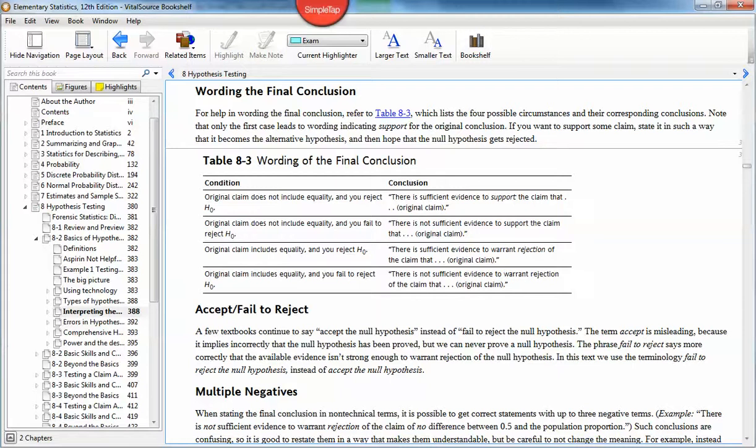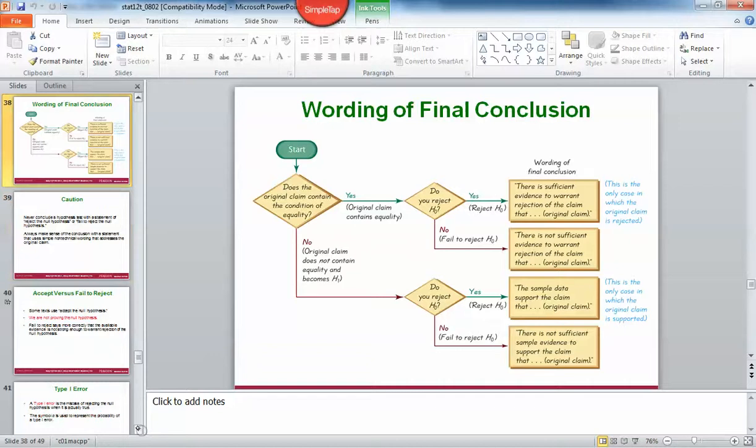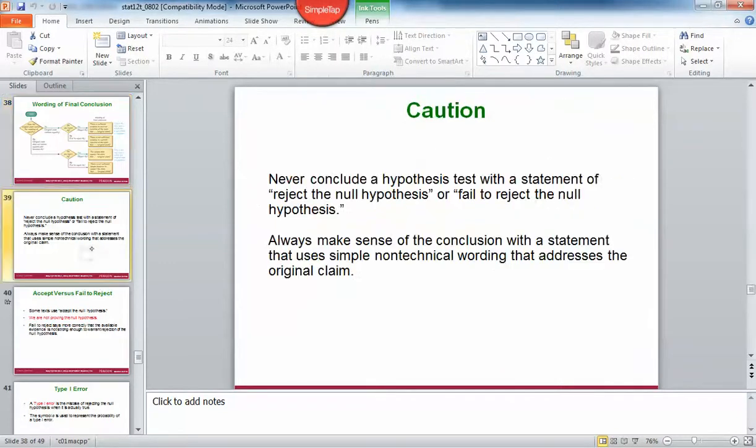I really like this table here because it kind of is a little flow chart. It just makes a little more sense. Yes or no, does it contain equality? Then, did you reject or did you fail to reject? Then it tells you how to word the conclusion. I can always print something out like this, or if you're watching the video, you can always just take a screenshot and print it out if you wanted to use this table. And this table may be in your notes, in your ebook somewhere. I just didn't see it.